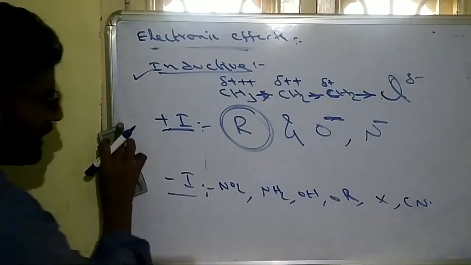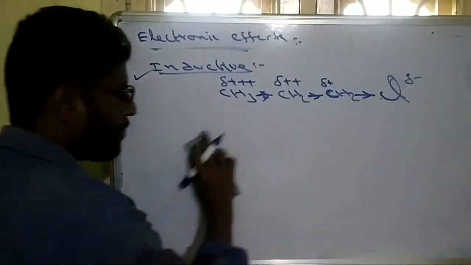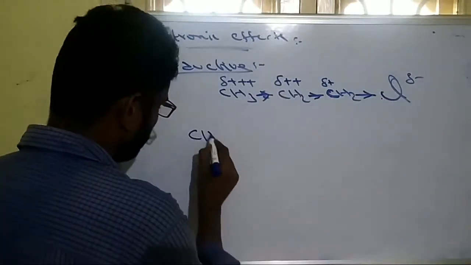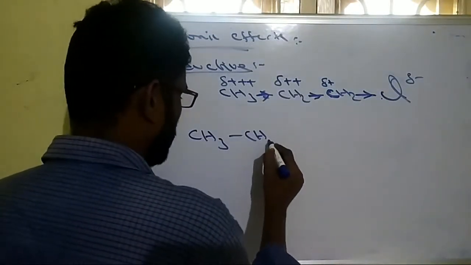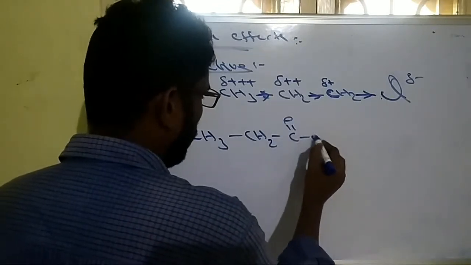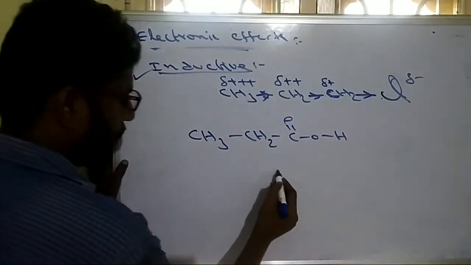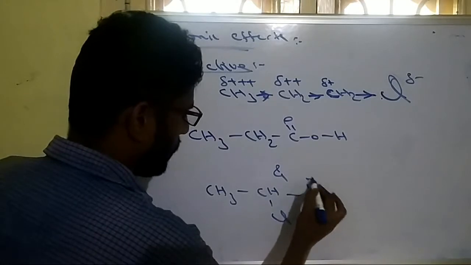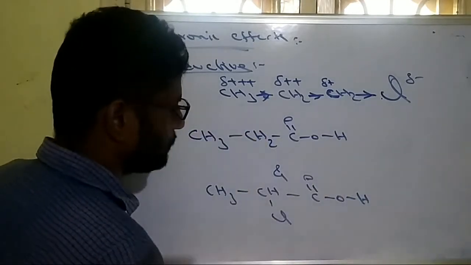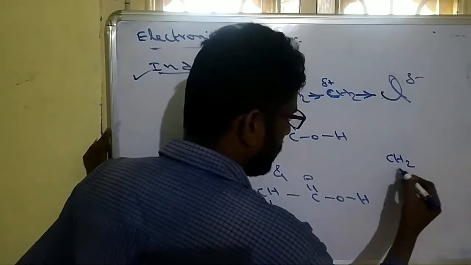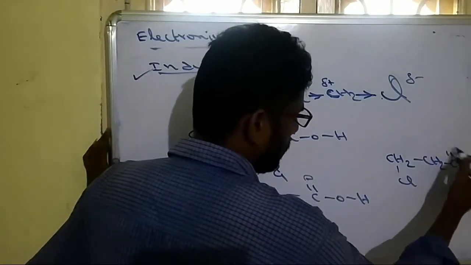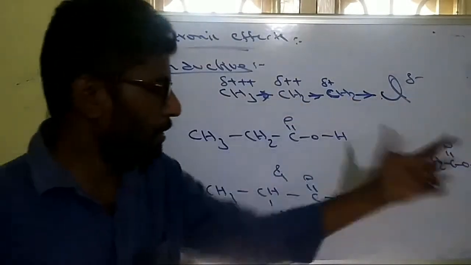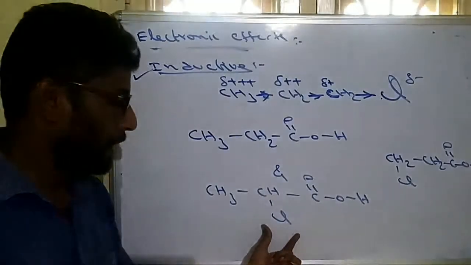So what is the use of this inductive effect? With the help of inductive effect, we can explain acidic or basic strength. For example, see this: CH3, CH2, COOH. This is propanoic acid. IUPAC we already completed. CH3, CHCl, COOH. Another one is also written: CH2Cl, CH2COOH. All are propanoic acid. See this: 3 carbon, 3 carbon, 3 carbon. All are propanoic acid. Here it is the 2-chloropropanoic acid.